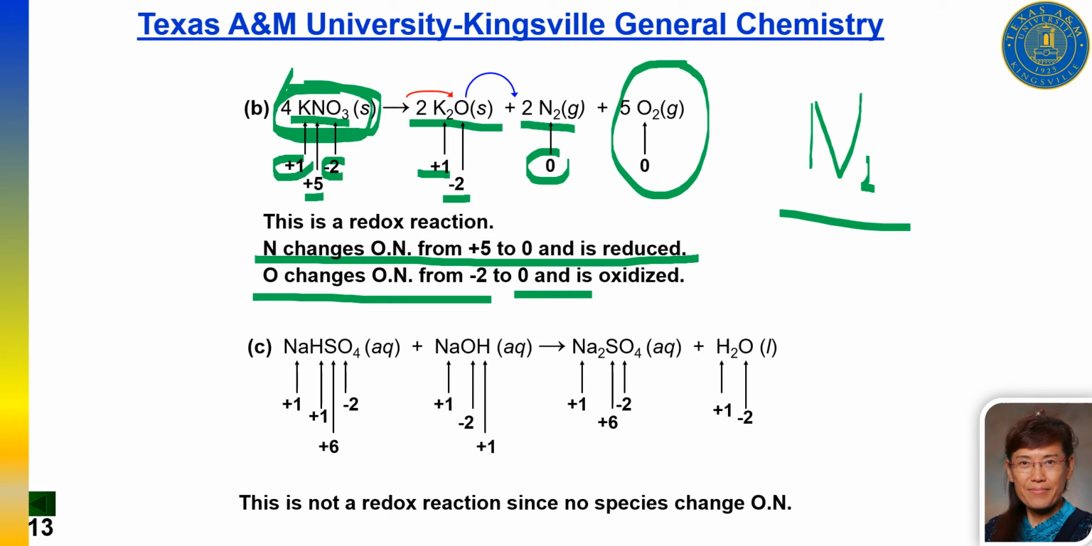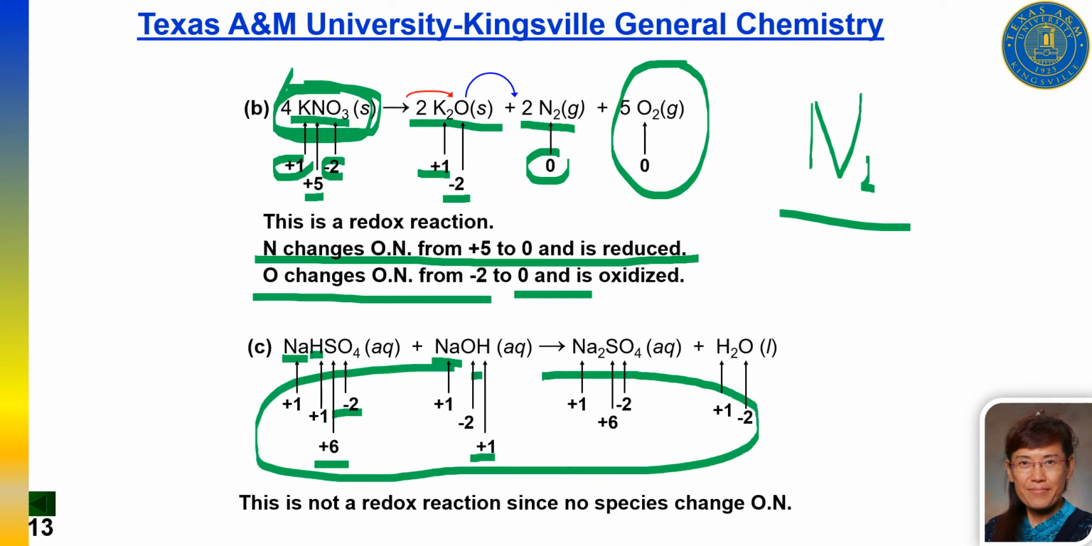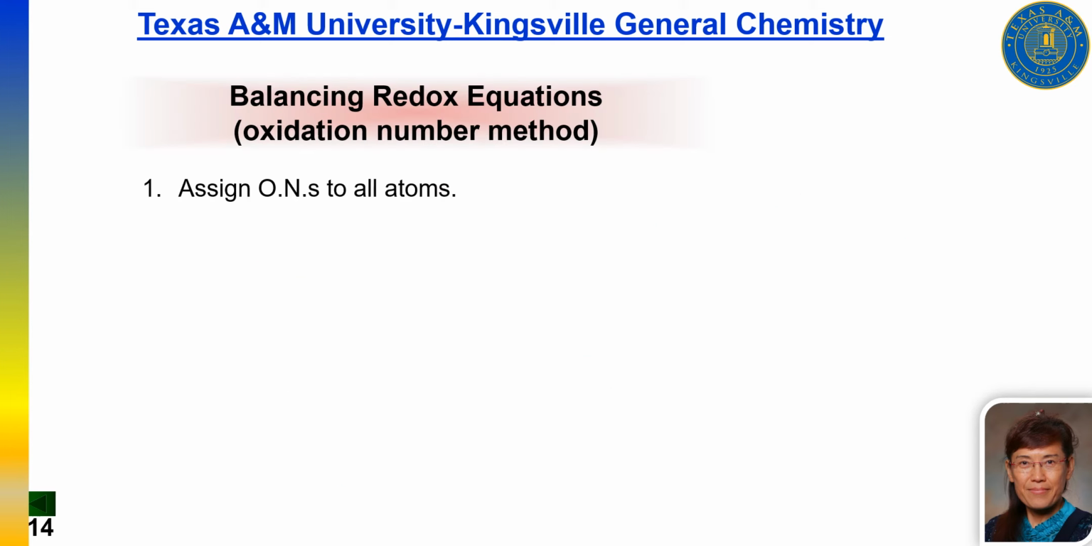Reaction C: sodium +1, hydrogen +1, sulfur +6, oxygen -2. Similarly, sodium still +1, oxygen -2, hydrogen +1. So when you calculate everything, all the oxidation numbers have no change. Therefore, this reaction C is not a redox reaction. Reaction C is simply called a double replacement reaction.